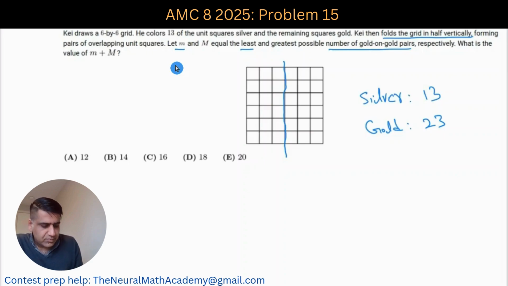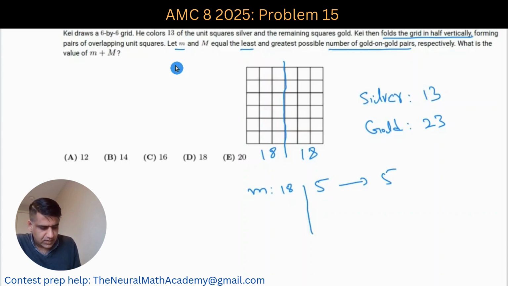And the maximum pair that we can have on one side is 18, and similarly maximum we will have 18 on the other side. So for M to have the least number of gold-on-gold pairs, we should have a maximum gold on one side, and that will be 18. So it means that small m will then have 18 and then 5 on the other side. So then we will have 5 as the answer for small m.